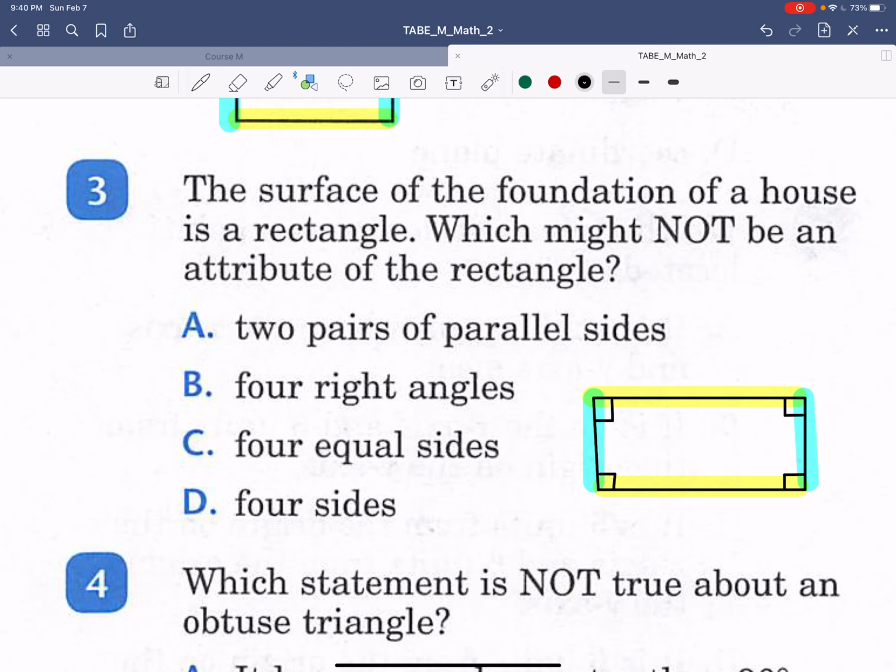4 equal sides or 4 sides? Well, we definitely have 4 sides. We have this one and this one are equal. And then this one and this one. Let me mark those. I need to show you how to mark that. Those tick marks show you equal sides. So the yellow are equal and the blue are equal. But they're all not equal. So C is the one that is not an attribute of this particular rectangle. You have 2 long sides and 2 wide sides.